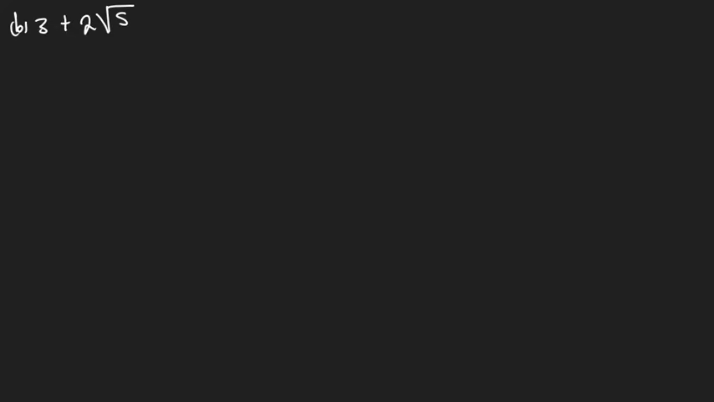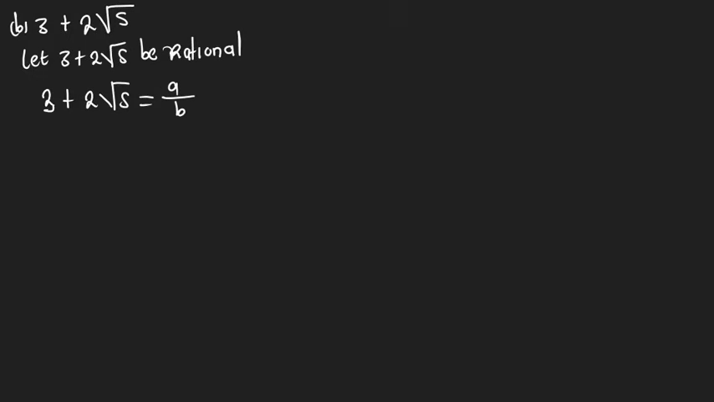We use proof by contradiction method, where we say, let 3 plus the root of 5 be rational. We contradict that it is not irrational. Instead, let it be rational. If that is going to be true, then 3 plus root of 5 is going to equal to A over B.